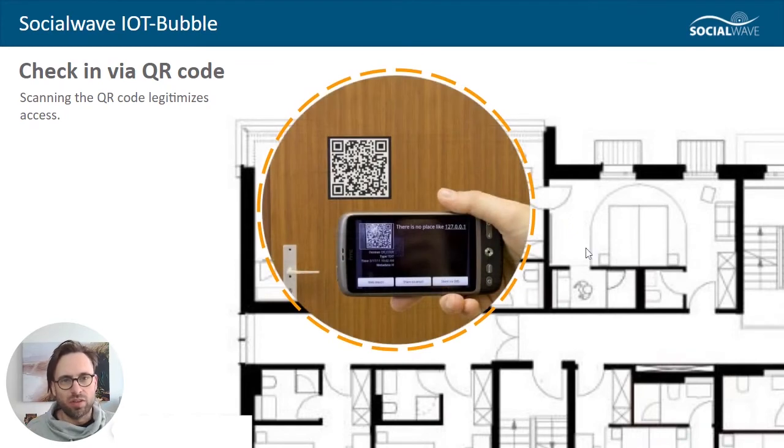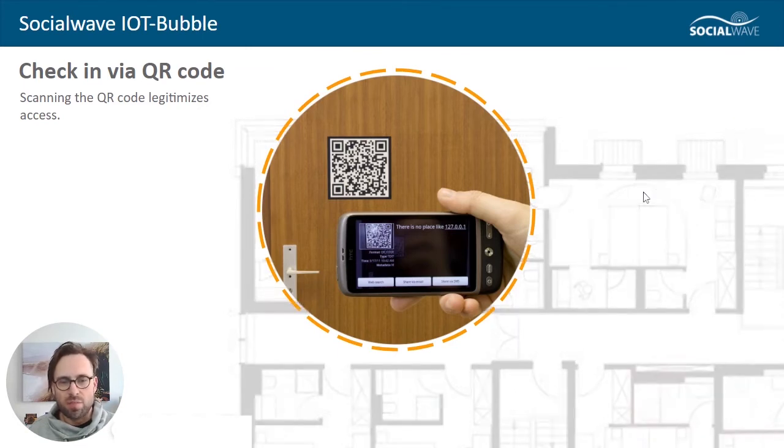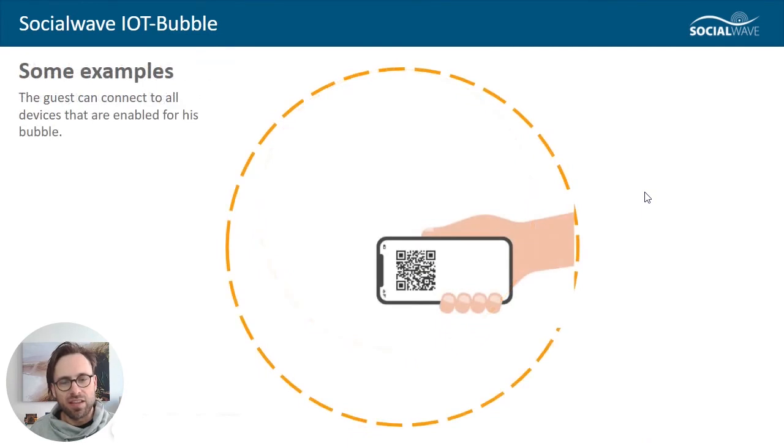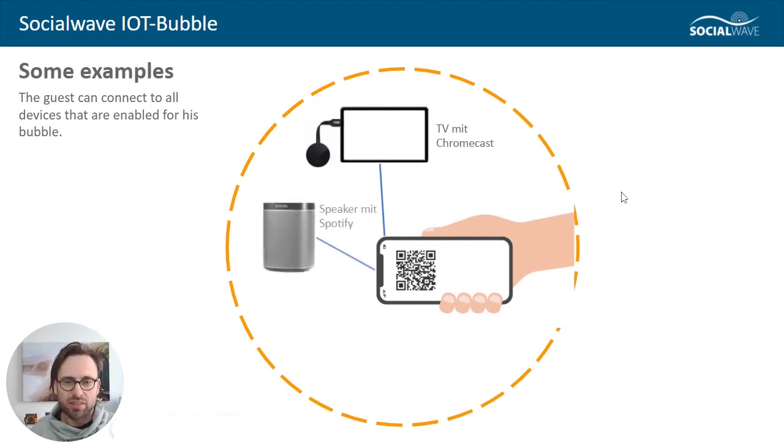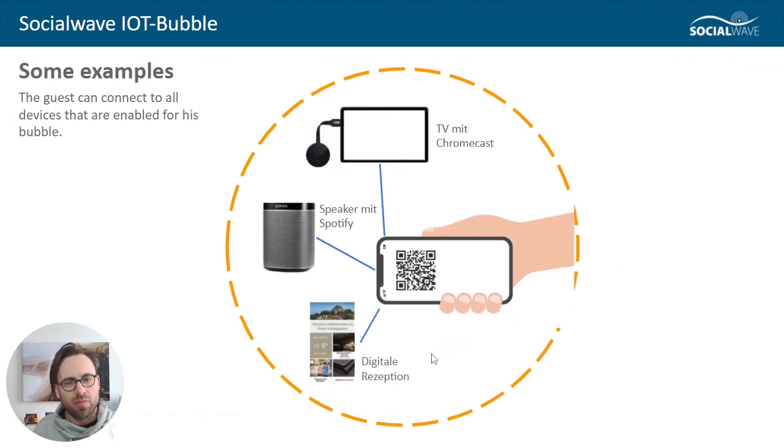So here is how it works. The guest comes to his room and he finds a QR code, which is on the door, or on the wall, or wherever, and he scans this QR code with his smartphone, and so he is legitimated for the IoT bubble in his room. And that means from now on, he can access all the other devices in this virtual bubble. For example, a TV with a Chromecast, a speaker connected with Spotify or another streaming service, and digital guest information. And there are a lot of other services about to come. I'm pretty sure about that.